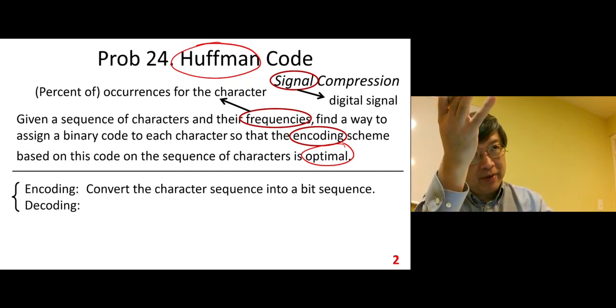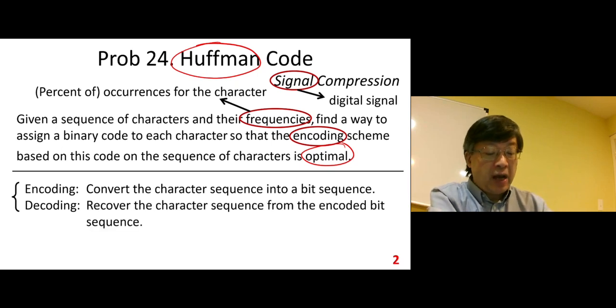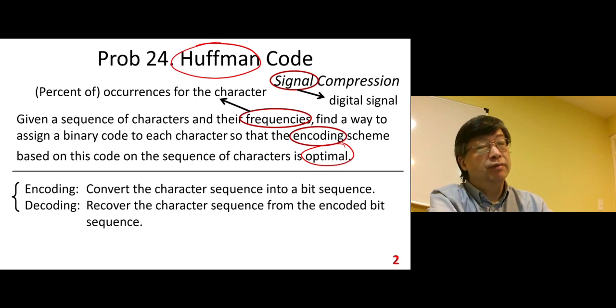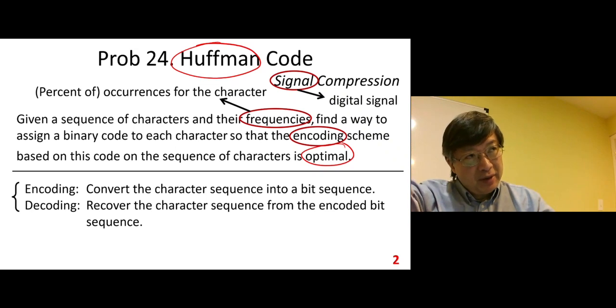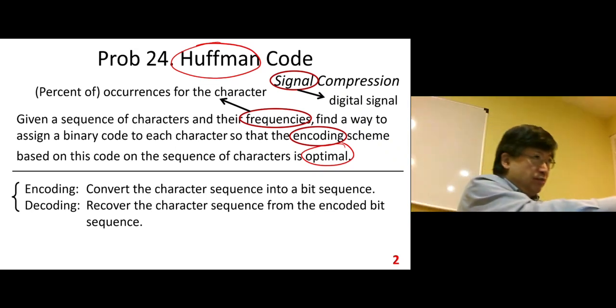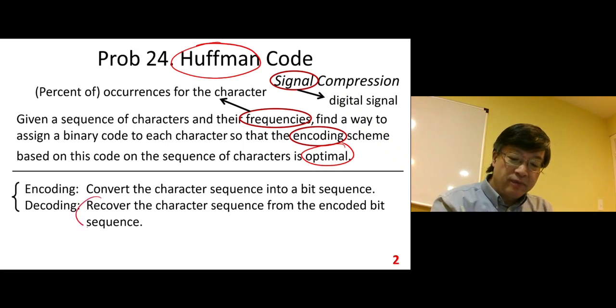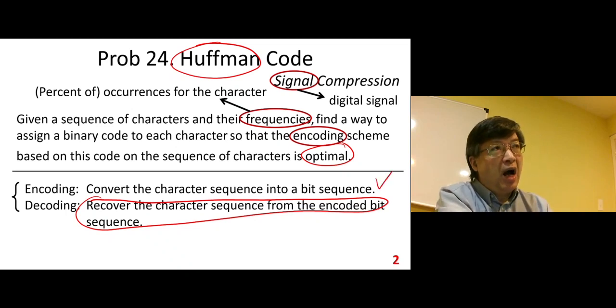But you want to get an optimal solution for the encoding step. Then, the decoding step: recover the character sequence from the encoded bit sequence without any error. That is our goal. So you have to do that reverse procedure, the recovery step. Actually, the decoding step is very easy, straightforward. The hard part is the encoding.